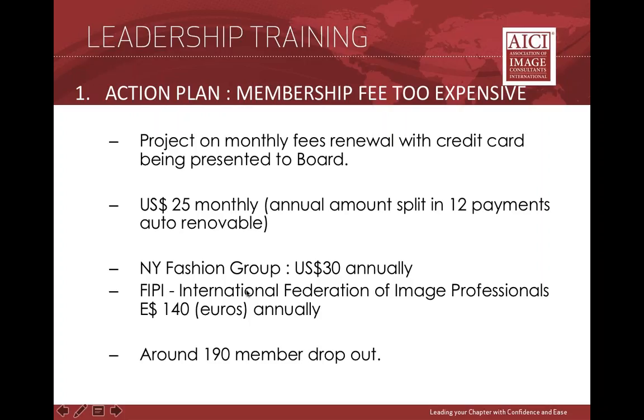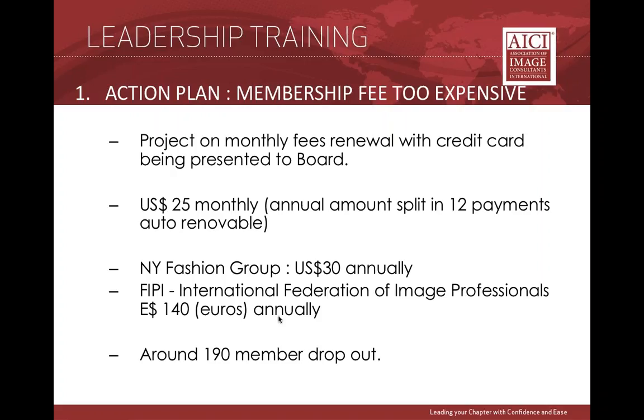Also, there is the FIPI, the International Federation of Image Professionals. This is mainly in Europe. It's a very small federation. They charge about 140 euros annually, and there are only 90 members around the world. It's not so many, but it's a way to compare what we're doing versus what they do.